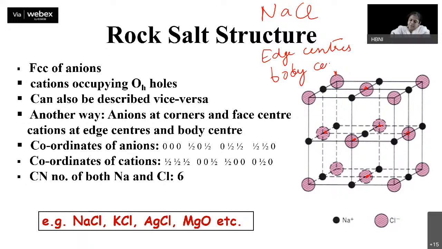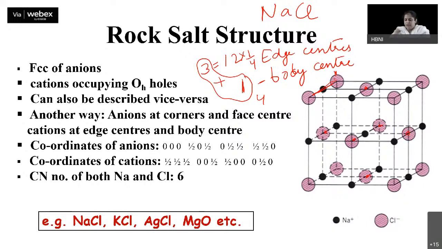Okay, how many edge centers do we have? We have 12 edges and 12 edge centers. And each edge, the atom on each edge, how much does it contribute to one particular unit cell? This particular edge is shared by 4 unit cells. All right. So 12 into 1 by 4 is 3. But the one that lies in the body center is contributing completely to that unit cell. So 3 plus 1, we have 4 octahedral holes in the FCC unit cell.